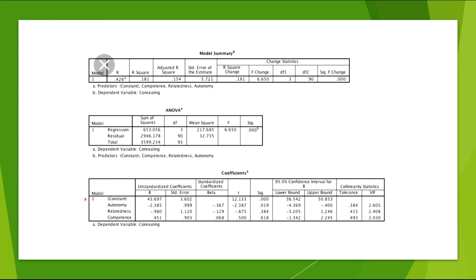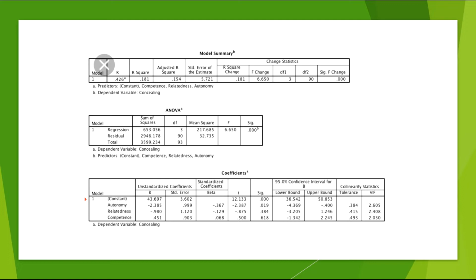So you look at the predictors. There are 3 predictors besides your constant: competence, relatedness, and autonomy. And your DV is concealing. So with 1 DV and 3 IVs, what is the meaning of R square? Your IVs here, or your predictors here, are representing your DV as much as 18.1%. So that is the meaning of R square.